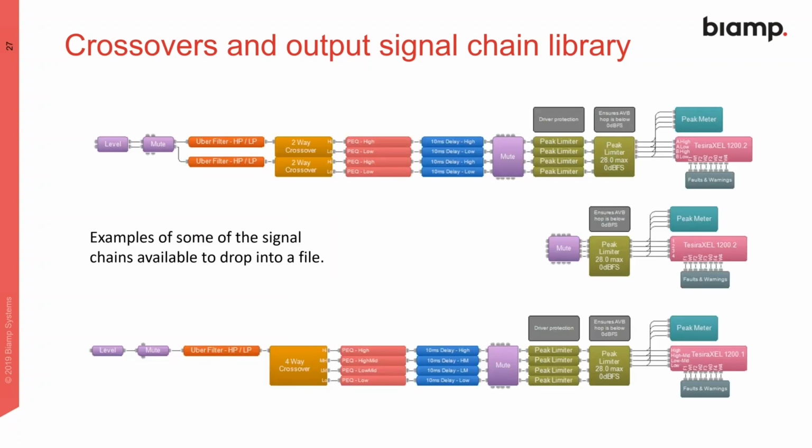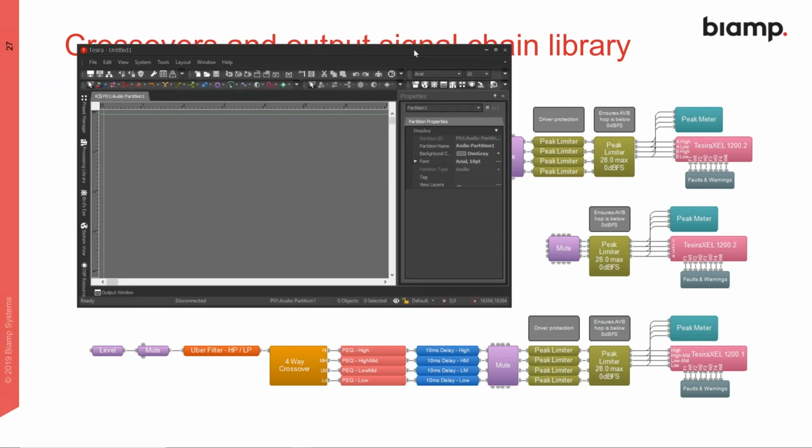So here's a couple of examples of it. On the top, we've got a 1200.2 amplifier running in a stereo pair of two-way crossover pairs. In the middle of the screen, we've got a 1200.2 layout where we've got it just broken out as 4 straight through connections. We don't have any crossover on it. And the bottom one, we've got a 4-way crossover installed. And I'm going to pull the Tesira software over here so we can take a look at this for a moment.